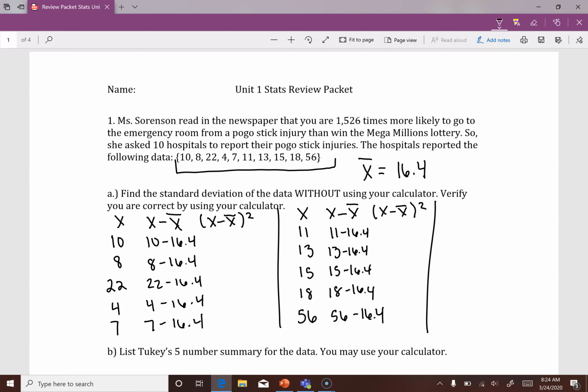Okay. All right, so next step is going to be to subtract those things and then square them. So I'm just gonna get those answers down for you. Just make sure you keep parentheses around these when you do it, or else you're gonna get an incorrect answer, especially with the negatives. So here I get a 40.96. With the 8, I get a 70.56. With 22, I get 31.36. 4 gives me 153.76. 7 gives me 88.36.